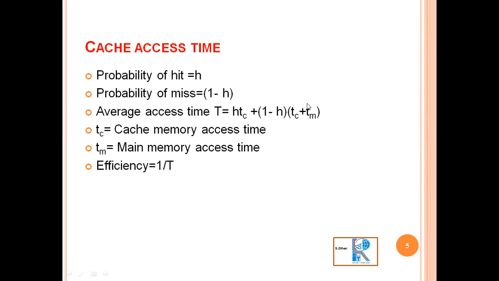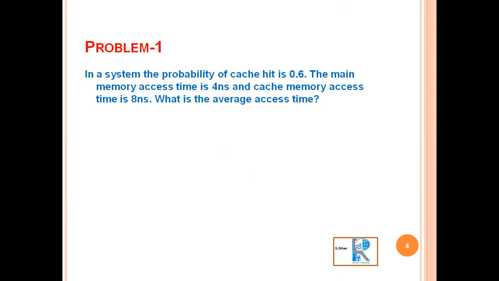Okay, now see one problem. This is the first problem. In a system the probability of cache hit is 0.6. What is the meaning of that? That means if there are 10 instructions, out of the 10 instructions, 6 instructions will be present in the cache memory. Clear? That means 60% of instructions will be present in the cache memory. Now the main memory access time is 4 nanoseconds and the cache memory access time is 8 nanoseconds. See here.